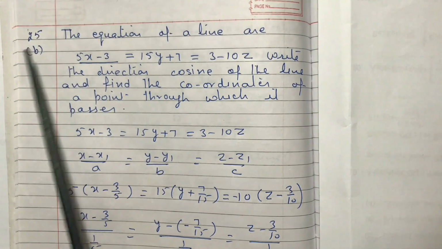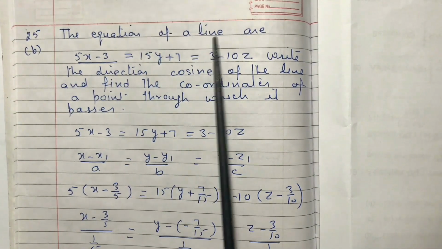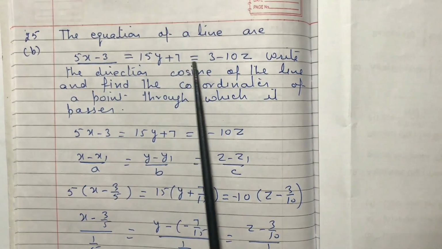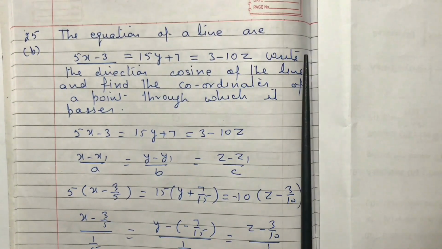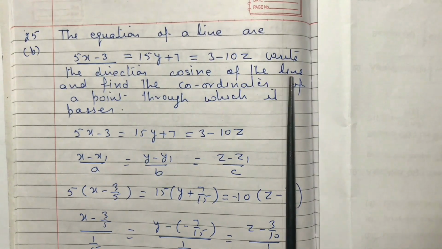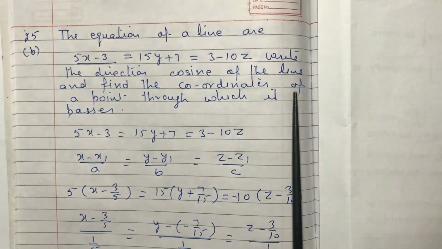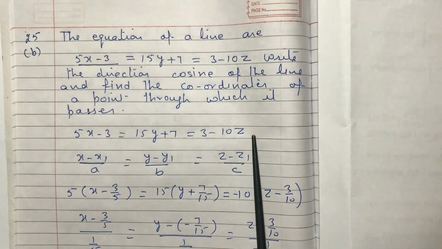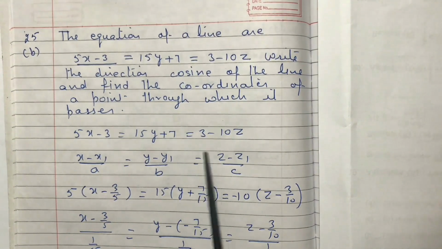This is the 25th question, B part. The equation of a line is 5x minus 3 is equal to 15y plus 7 is equal to 3 minus 10z. Write the direction cosines of the line and find the coordinates of a point through which it passes. So this is the line. Convert this line into this form.